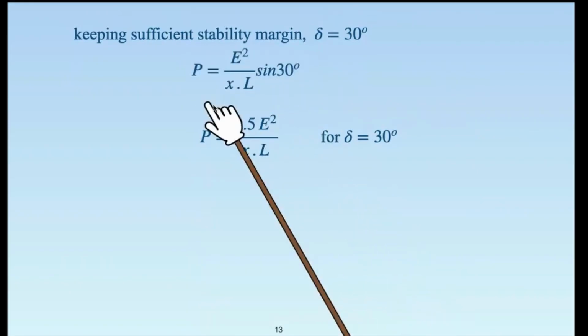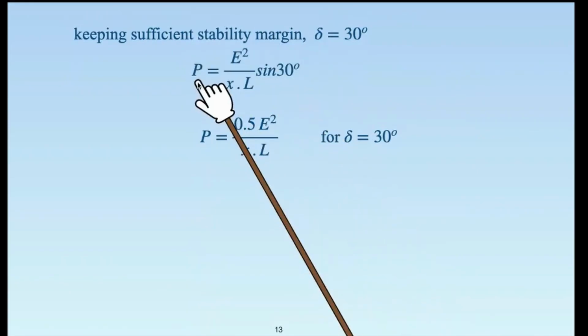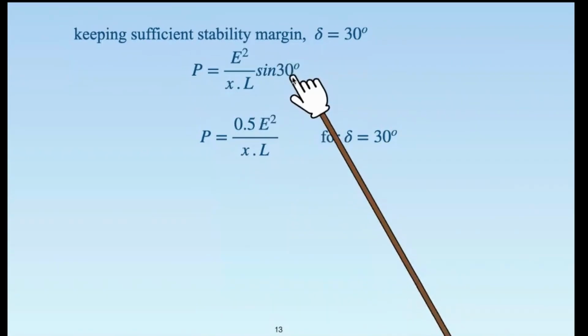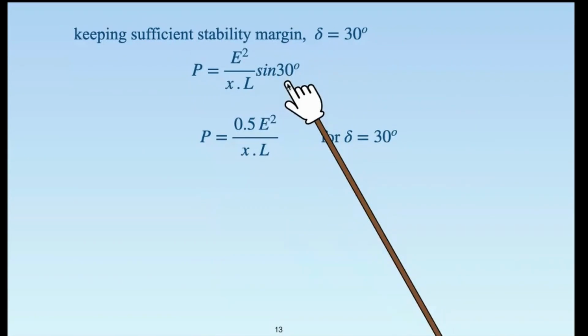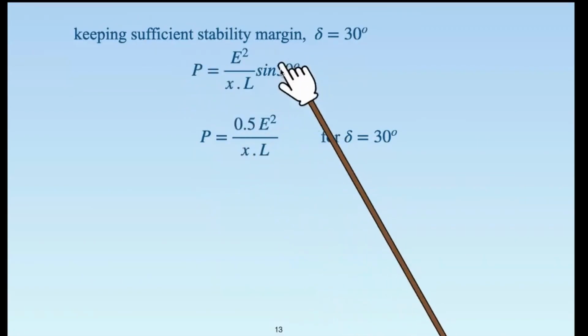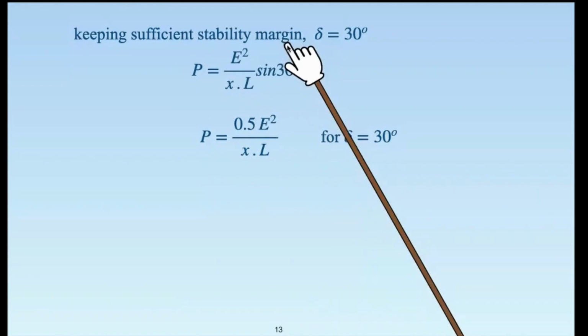If I want to maximize the power that is being transmitted by the transmission line, I would like to keep this delta to be 90 degrees. Sine 90 is equal to 1, highest value. So then only I'll get the maximum power. But I cannot keep this value to be 90 degrees considering the stability margin.